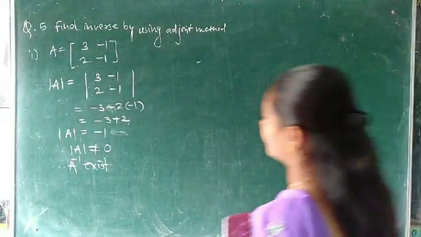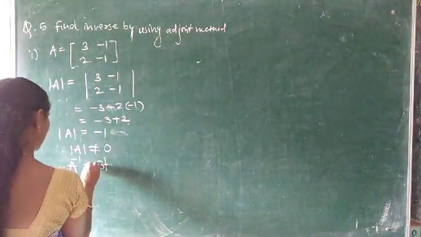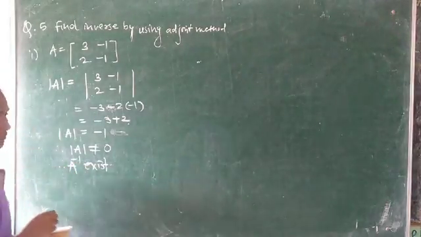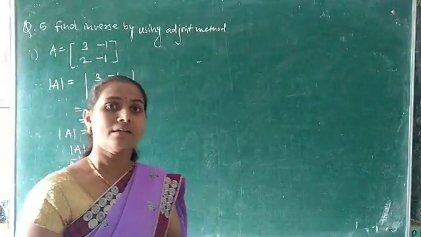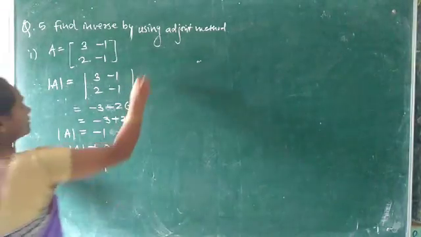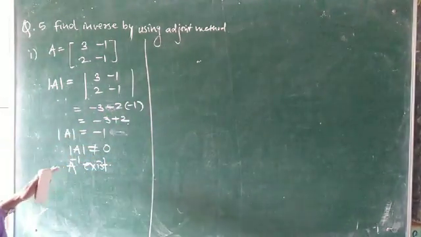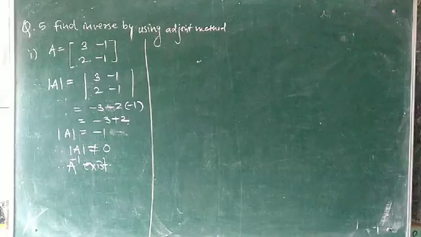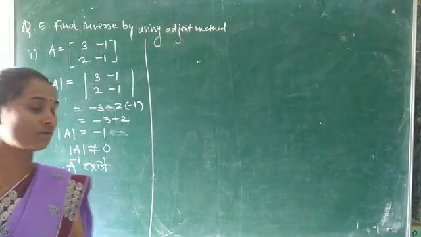First check whether the inverse exists or not. If the inverse of a matrix exists, then the matrix is said to be an invertible matrix. Now we find the inverse. So first of all, we find the inverse by using the adjoint method. So here we are going to find the minors and cofactors.